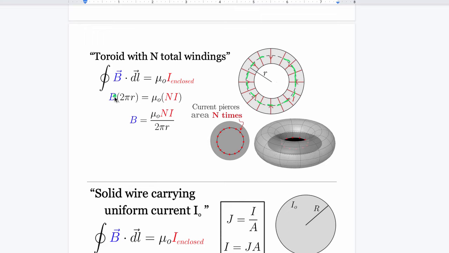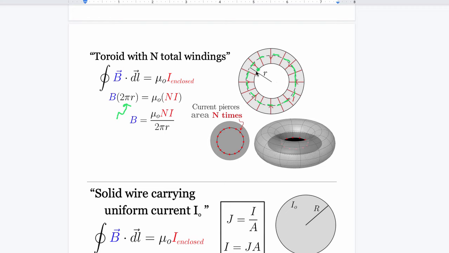So your 2 pi r is the length of your path. So I'm going to bring the B out. B is going to be uniform in here because it's symmetrical. You rotate this whole thing 90 degrees, you get the exact same scenario, and so there can't be any difference. The B is the same distance out the whole time. So we bring B out. The 2 pi r is the length.